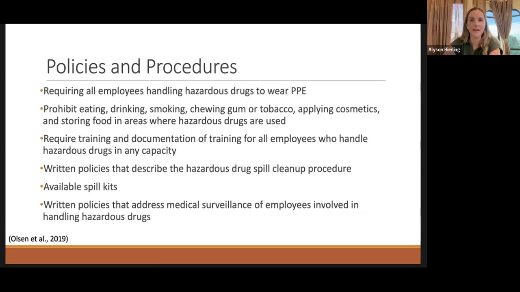Prohibiting eating, drinking, smoking, or storing food in areas where hazardous drugs are used. Requiring training and documentation of training for all employees that will handle hazardous drugs is another component that could be incorporated into policies and procedures. Having written policies that describe how to clean up a hazardous drug if it would spill, having spill kits available, and then also having policies that address surveillance of employees involved in handling hazardous drugs.